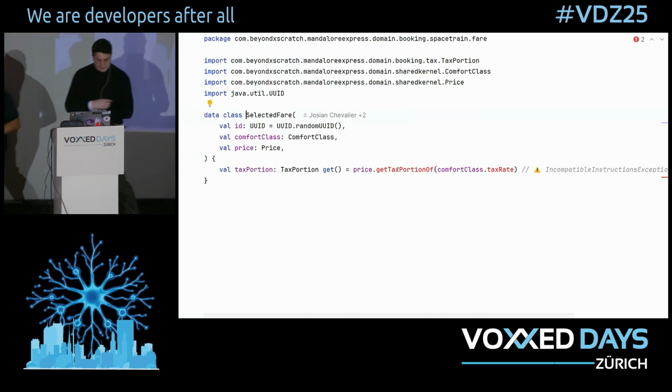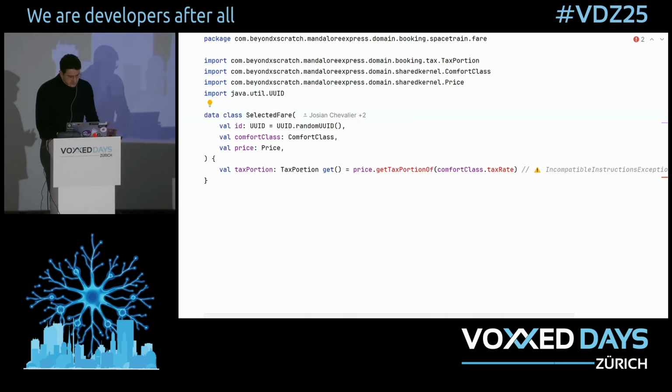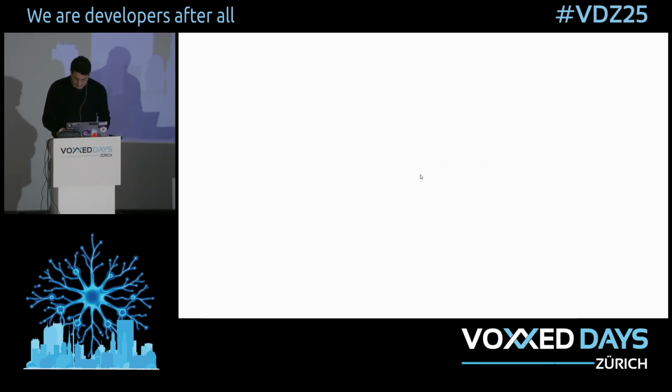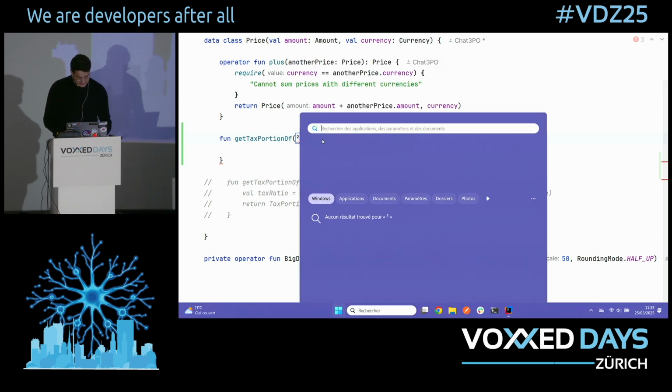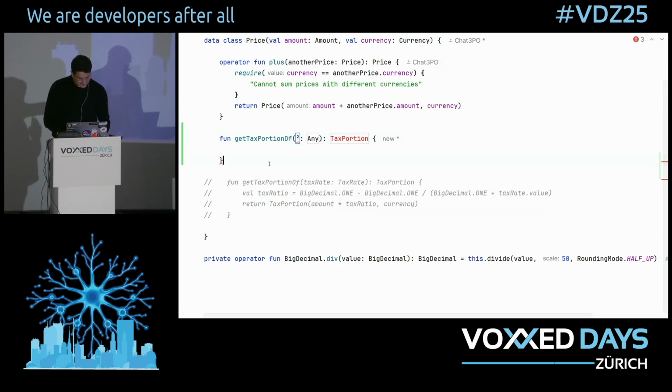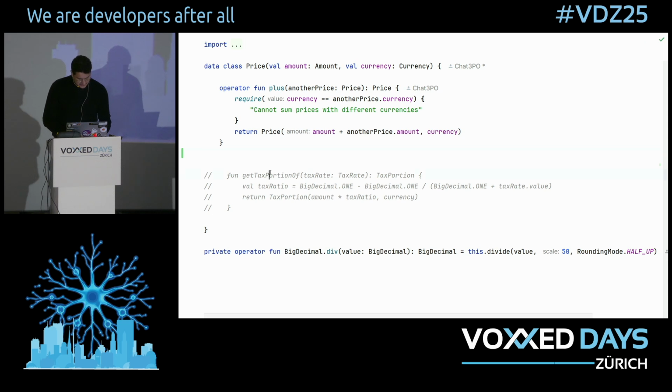Yeah, but it does make sense from a business perspective, because to compute the tax portion of the selected fare, we get the tax portion of the price based on the tax rate of the comfort class. Honestly, this makes sense. Let me just implement this function here. Yep. Oh, wait. Yes, you're escaping. He wrote the code, but he put that in comments. It's weird.